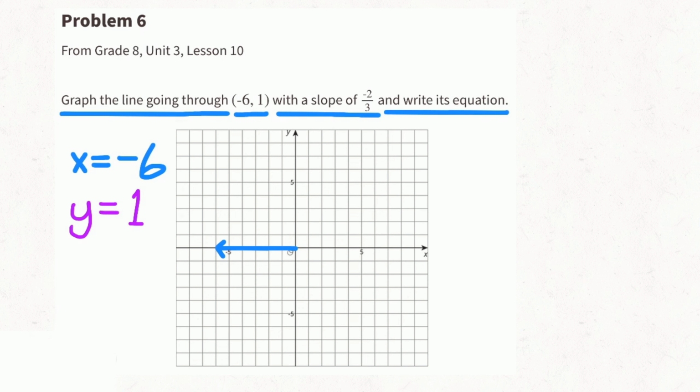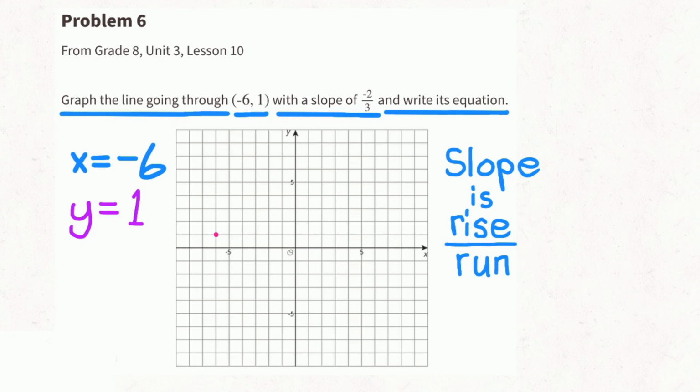The second value they gave us in the coordinates is a 1. That moves along the y-axis. A positive 1 means we move up and put our point. The information tells us that the slope is negative 2 over 3. The slope is rise over run. So the negative 2 is the rise and the 3 is the run. Or the rise could be 2 and the run could be negative 3.